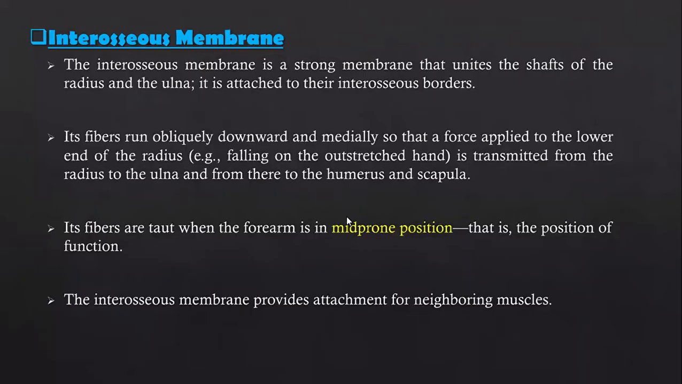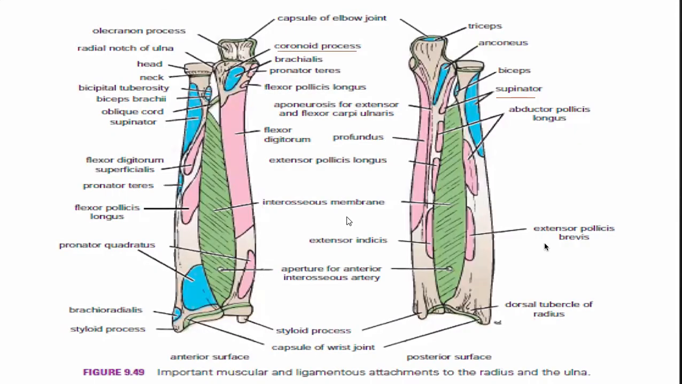So the interosseous membrane is a strong membrane that unites the shafts of the radius and the ulna. It is attached to their interosseous borders. So this is the interosseous membrane. It is attached to the interosseous border of the radius and the interosseous border of the ulna.